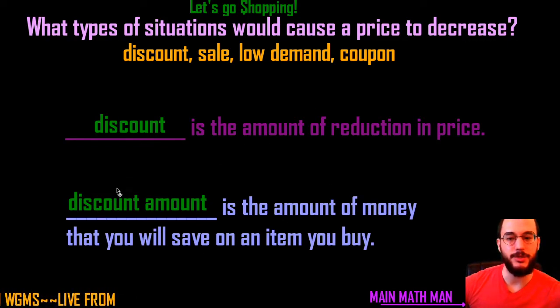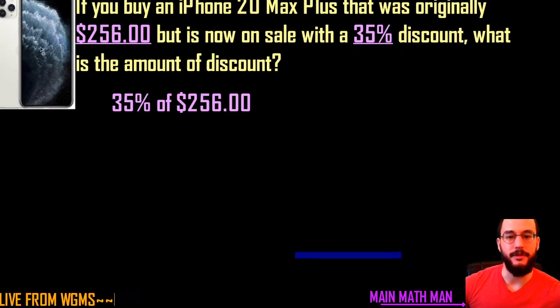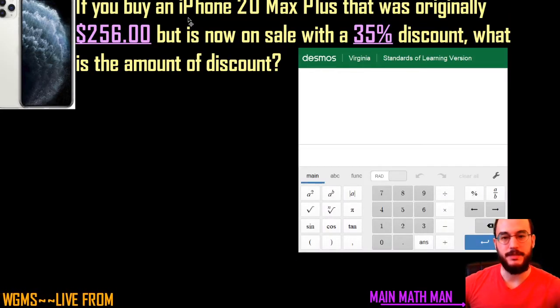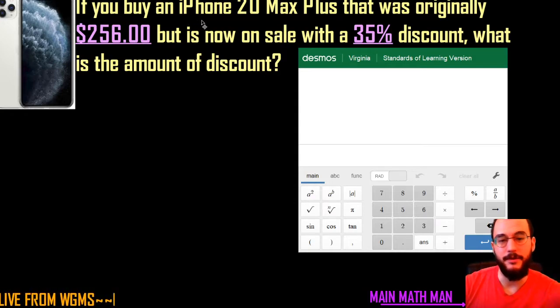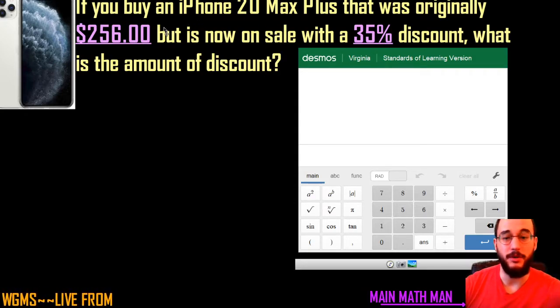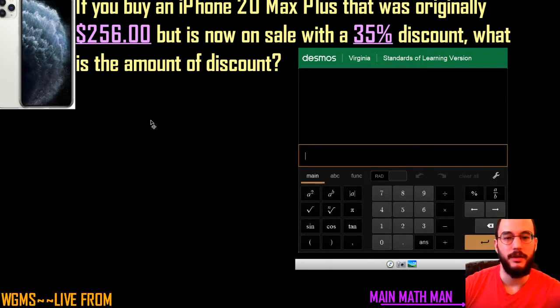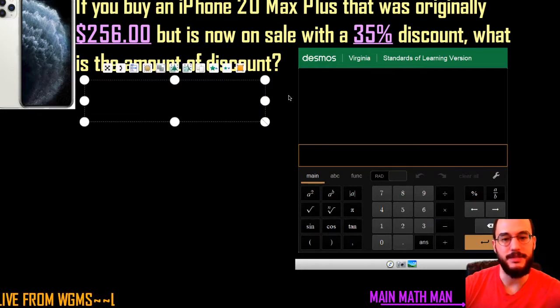So again, make sure that you're seeing these differences. So if the price is lower, it's going to be a discount, and that amount that you are subtracting is going to be the discount amount. So for this first one, it says: if you buy an iPhone 20 Max Plus that was originally $256, but is now on sale with a 35% discount, what is the amount of discount?